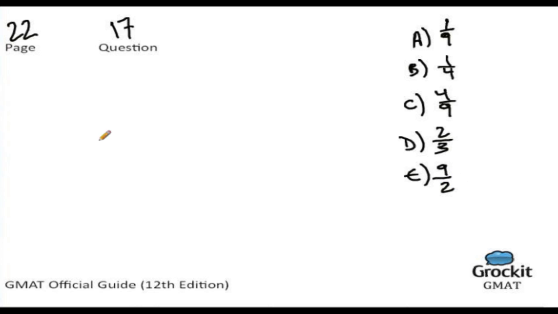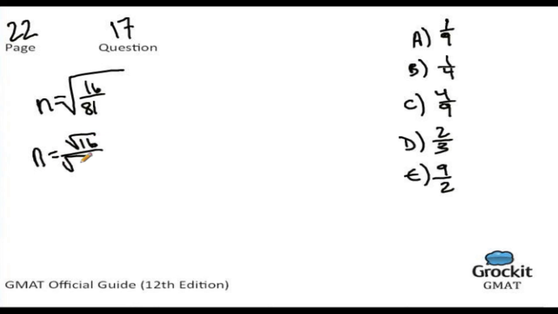Okay, so we are given n equals 16/81, square root of that. One of the properties of exponents and radicals is that when you have the entire fraction under the radical, you can simplify it as the radicals respectively of the numerator and denominator. So 16/81 under the square root sign is the same thing as n equals the square root of 16 over the square root of 81. This looks a lot more familiar.